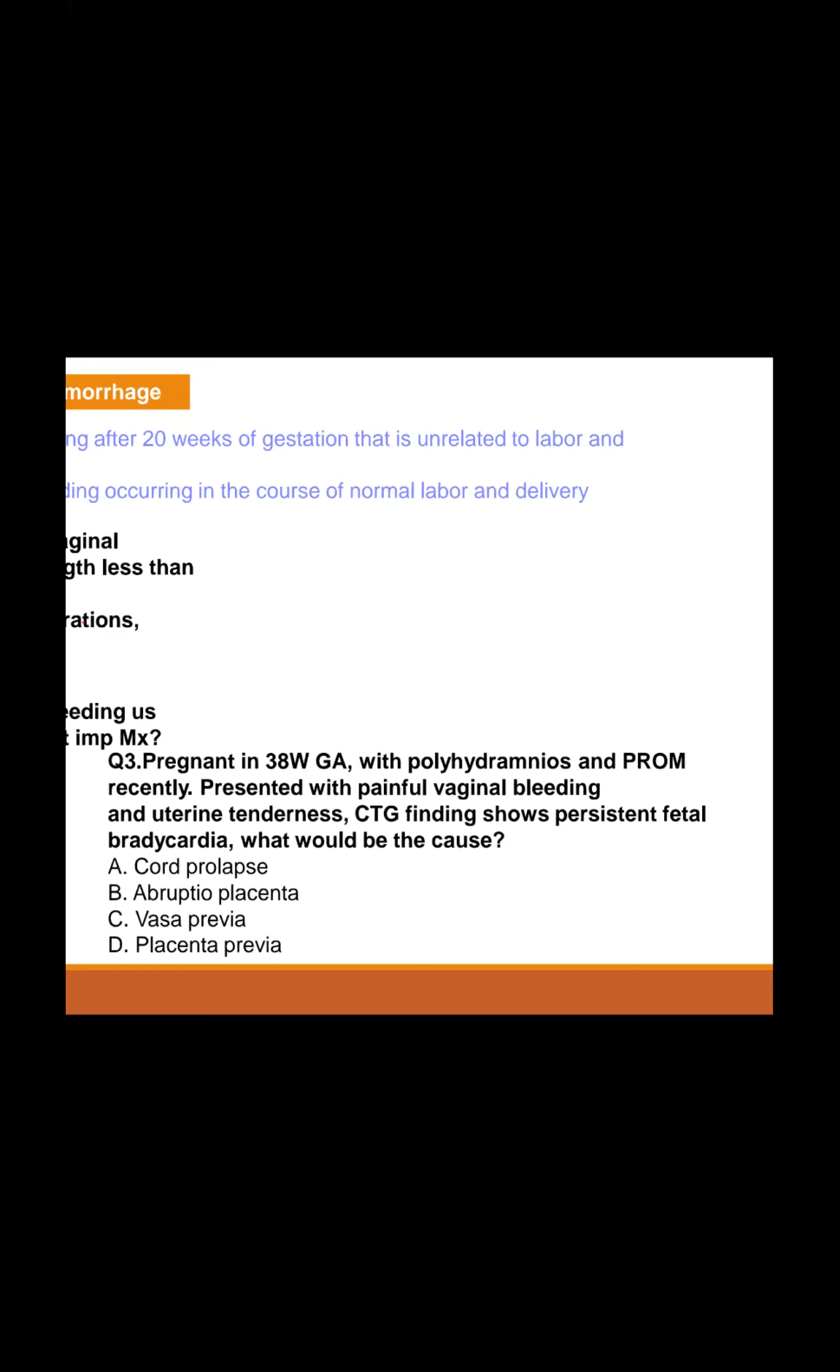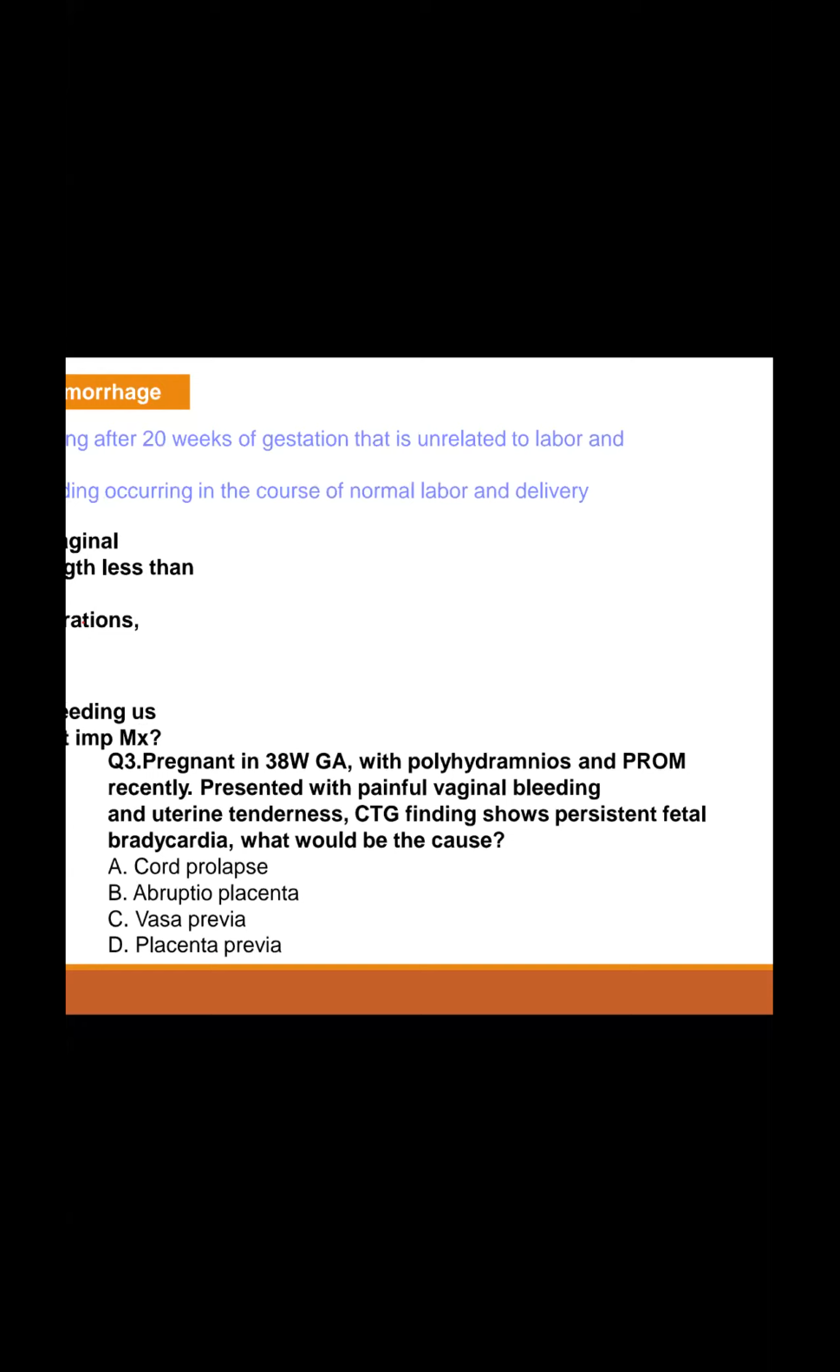Pregnant in 38-week gestation age with polyhydramnios and premature rupture of membrane recently. Presented with painful vaginal bleeding and uterine tenderness. CTG findings show persistent fetal bradycardia. What would be the cause? Cord prolapse, abruptio placenta, vasa previa, and option D is placenta previa.